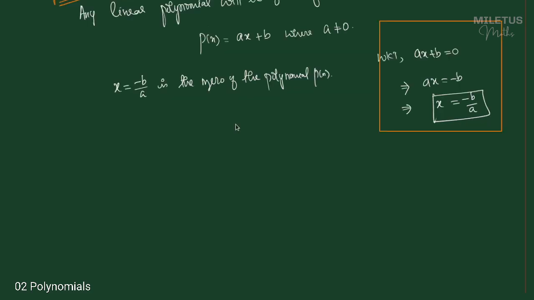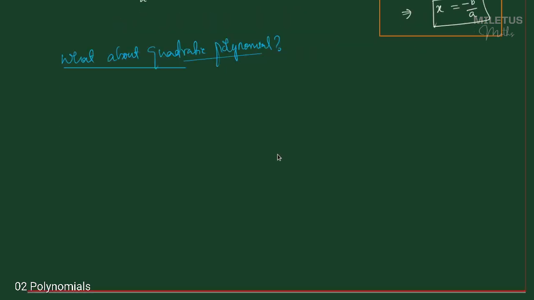Now the question comes, what about a quadratic polynomial? Can we find such a way that we can find out the 0 of the polynomial using such formulas or using such methods? The answer is yes, you can use a formula and you can still find out the zeros of the polynomial.